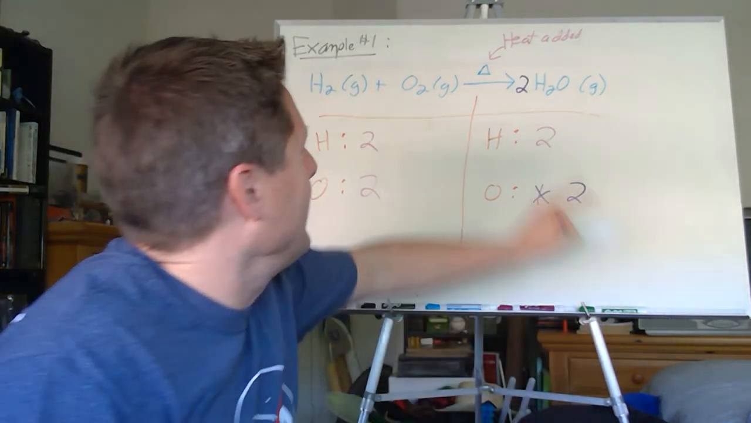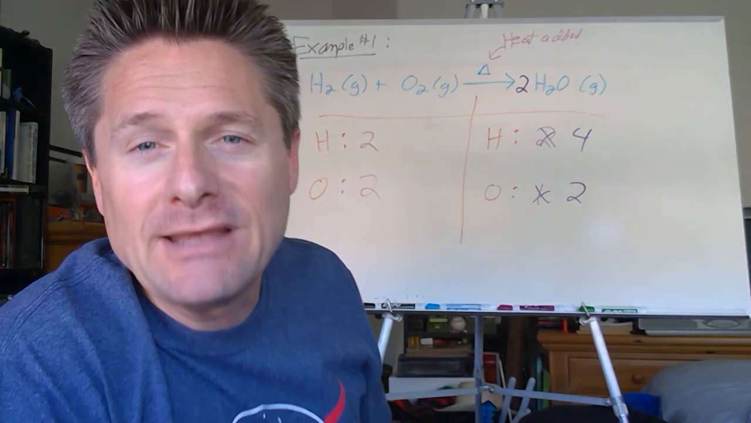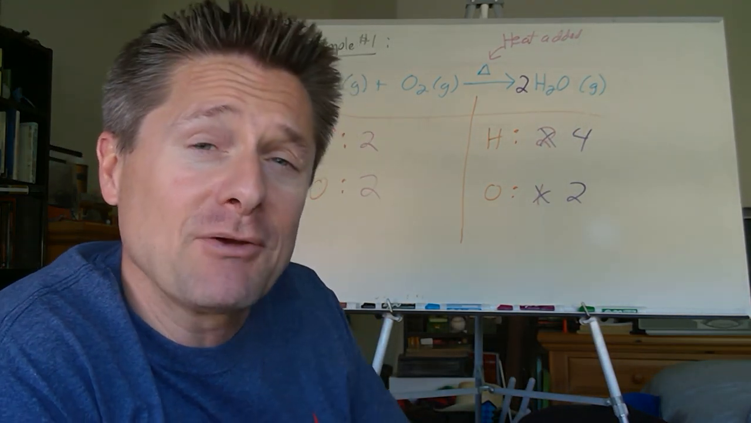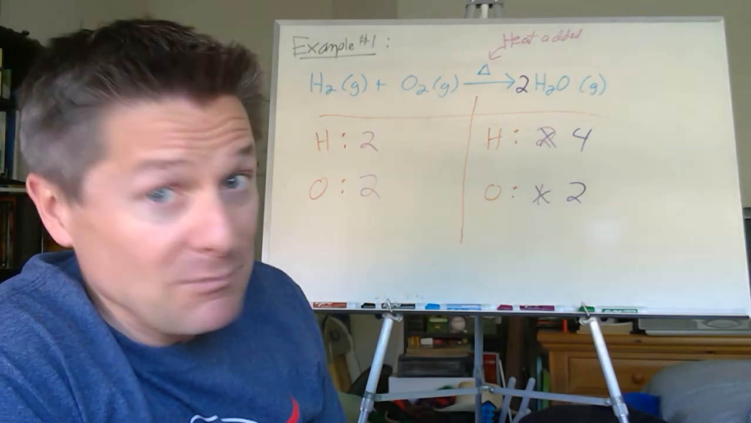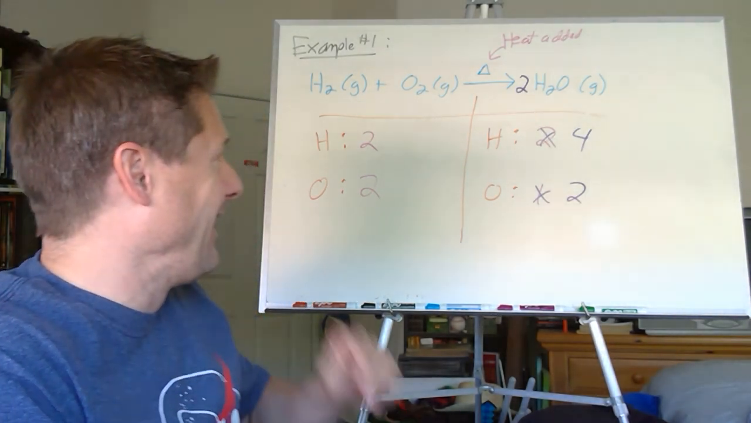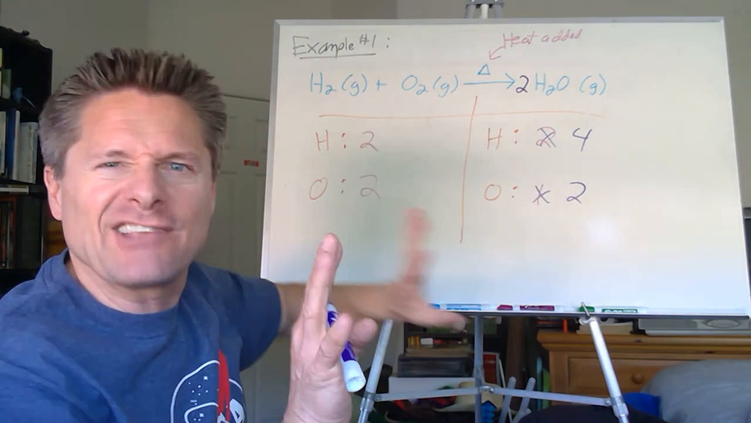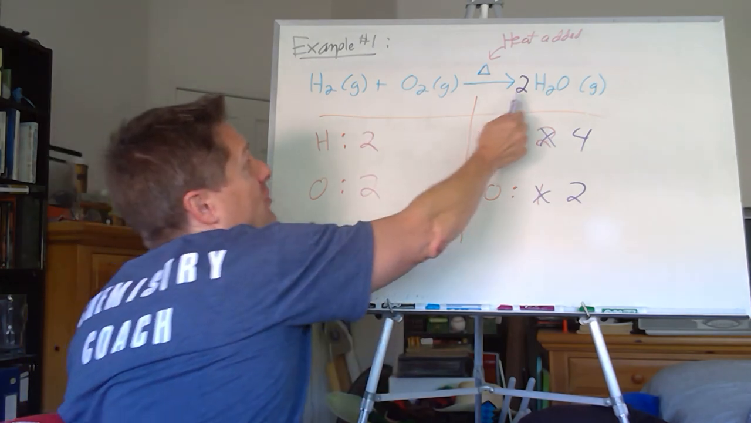Ah, crud! But now my hydrogens are off. 2 times 2 is 4. Sometimes it gets worse before it gets better, my friends. Kind of like cleaning your room or garage out. Sometimes it gets way worse until you can reorganize it and make it better. So now that my hydrogen's messed up, I can go back here and go, oh, look, the hydrogen and oxygen are separate. So I need 2 times 2 is 4.